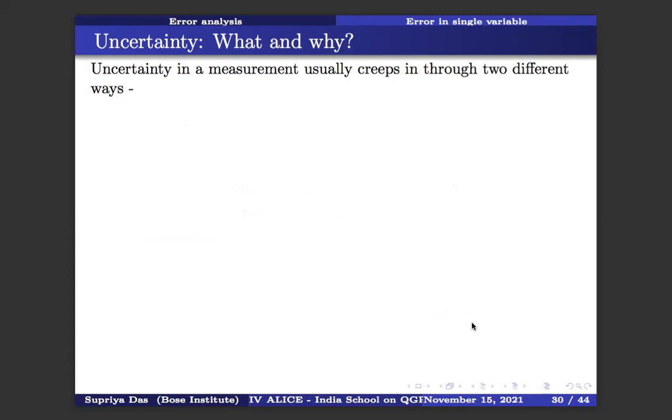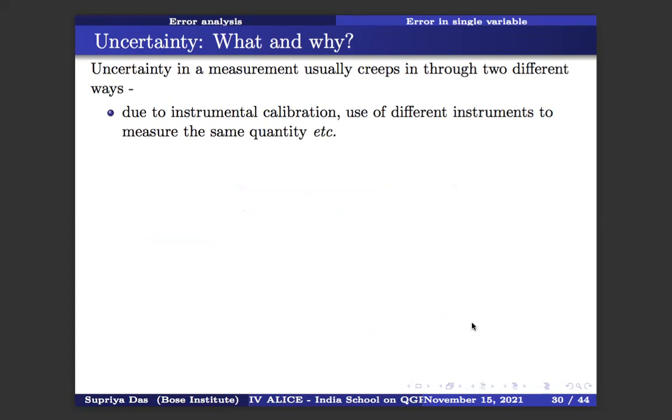Why does it happen actually? Due to some instrumental calibration. Keep it in mind, it is not a wrong instrument. It is a wrong calibration, or use of different instruments to measure the same quantity. If you measure a quantity with equipment which is calibrated wrongly, it is not a wrong instrument, it is calibrated wrongly. That is why you get an uncertainty.